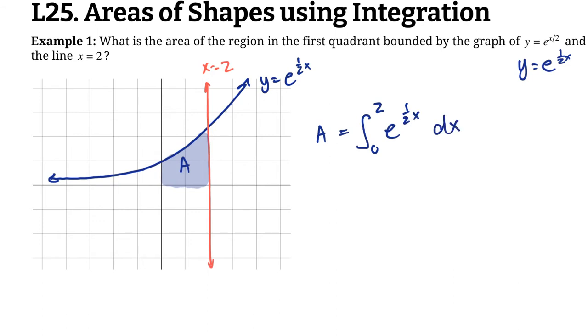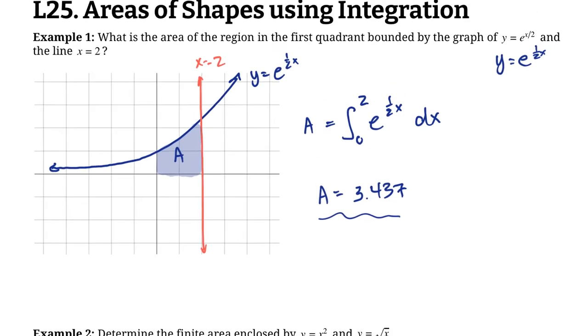Now, we can evaluate that using whatever means you want, but I'm just going to tell you the answer here is approximately 3.437. So you can solve for that in whatever way you want, but I'm going to give you the answer.